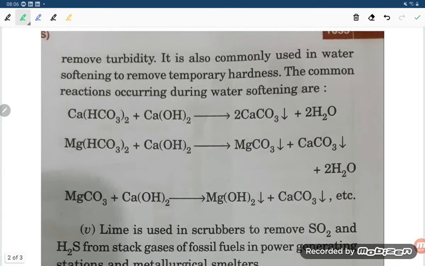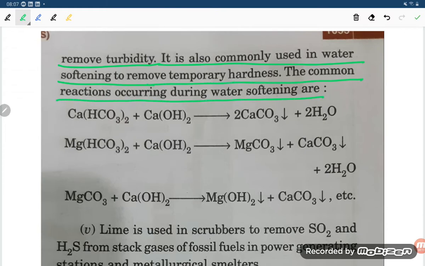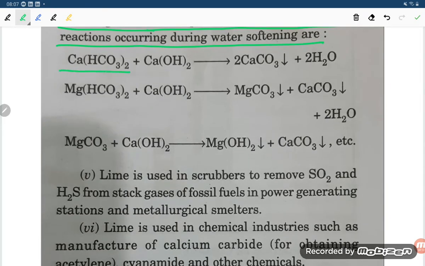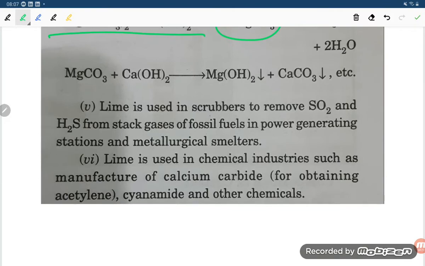It removes turbidity. It is also commonly used in water softening to remove temporary hardness. The common reaction occurring during water softening is that calcium hydrogen carbonate reacts with the slaked lime, giving calcium carbonate, which gets precipitated down.